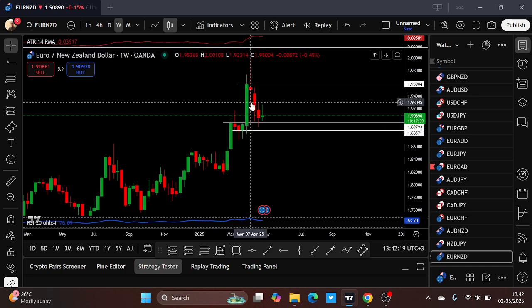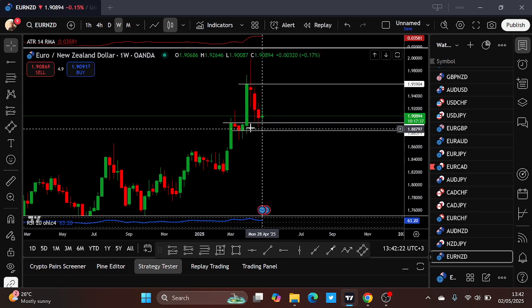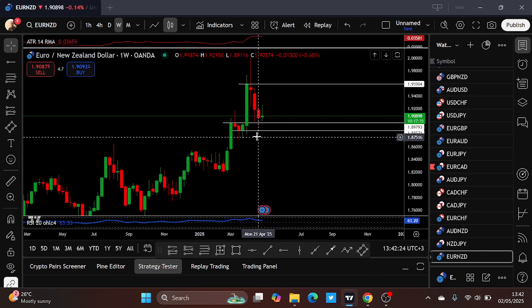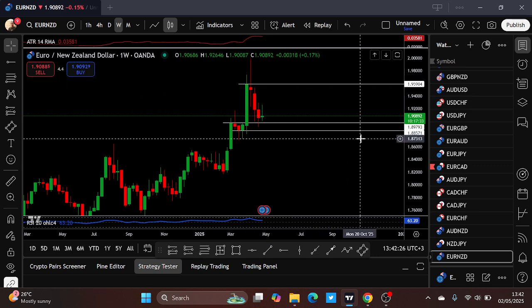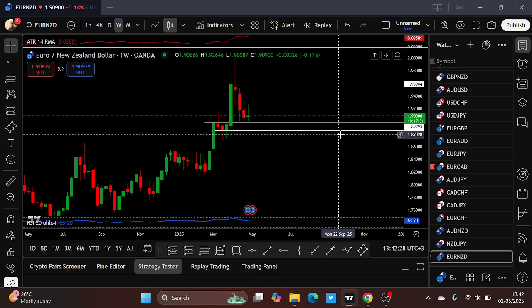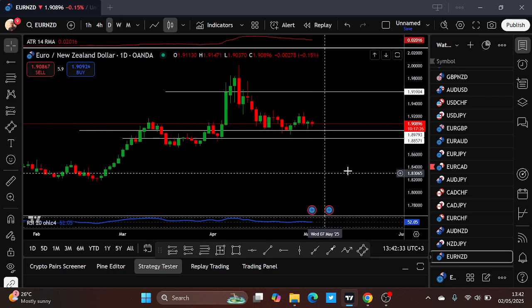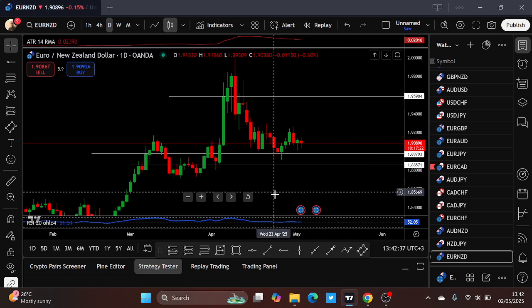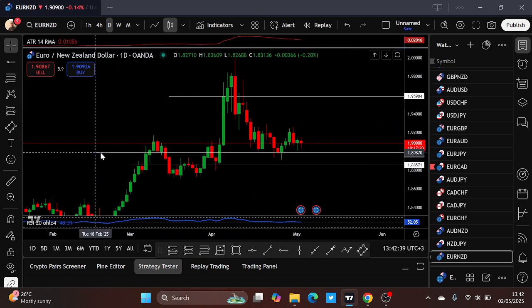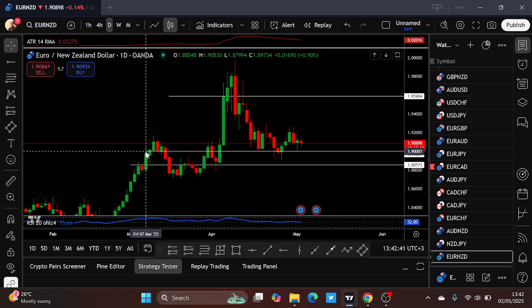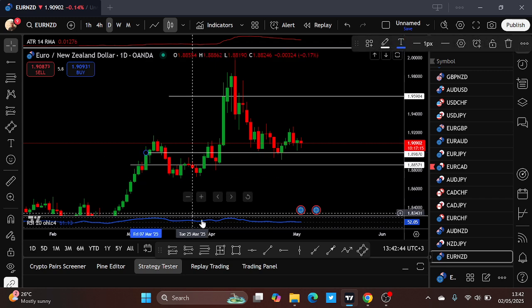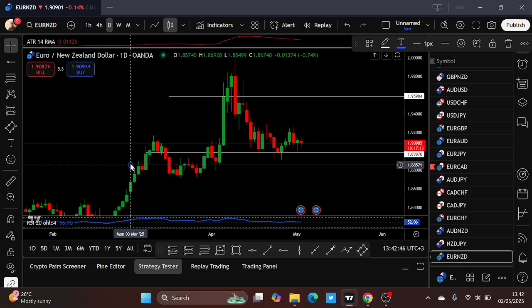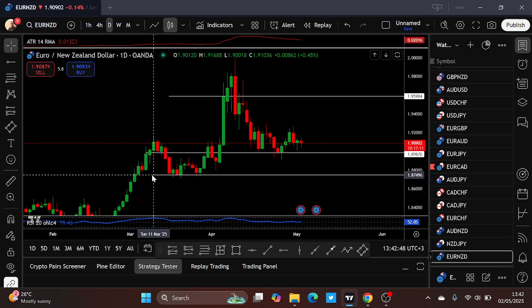Now price has come to our support. The first candle rejected, and the second candle tried to reject, but is turning into a bullish candle. So we proceed to the daily time frame. What do you have in the daily time frame? You have our weekly support at this area here, and then our weekly resistance at that area, and then our weekly support here.